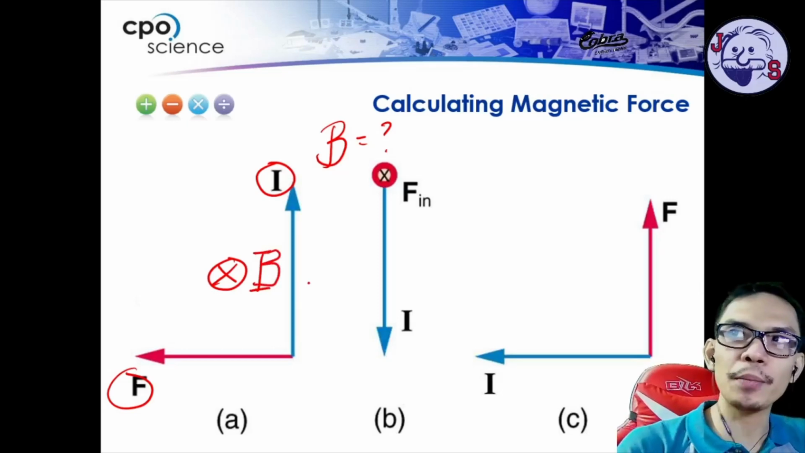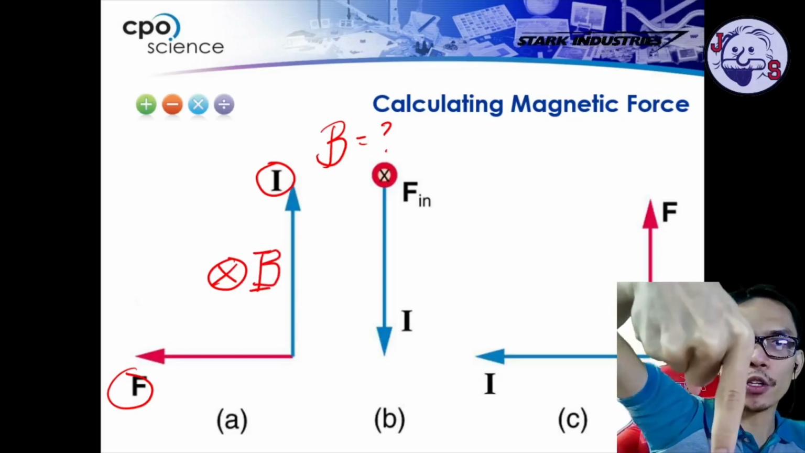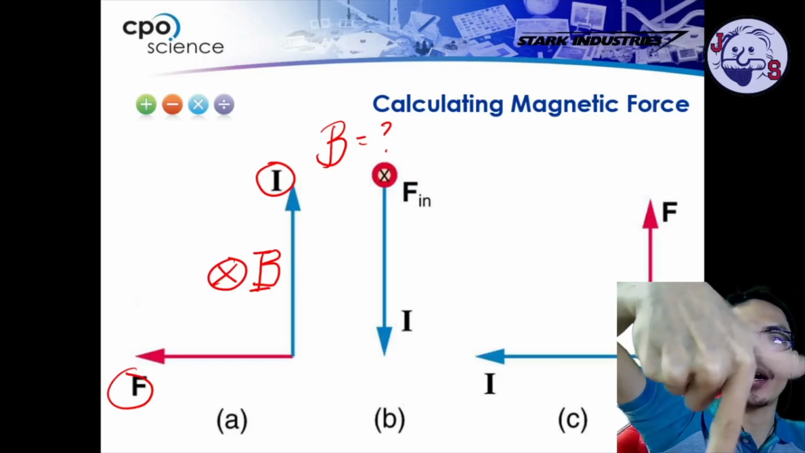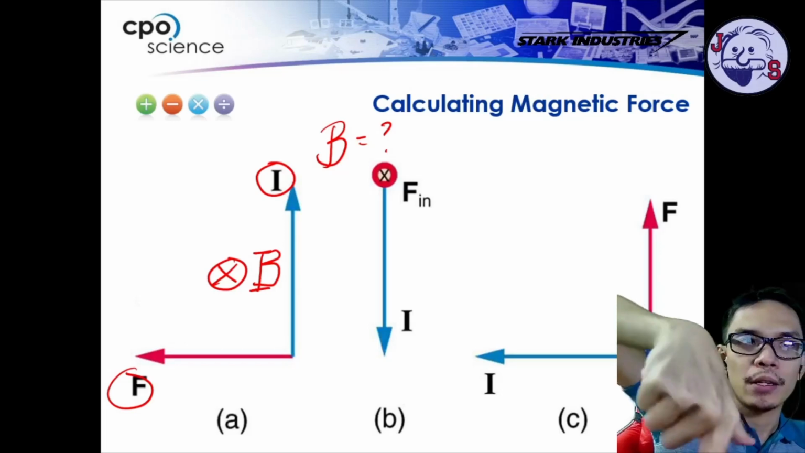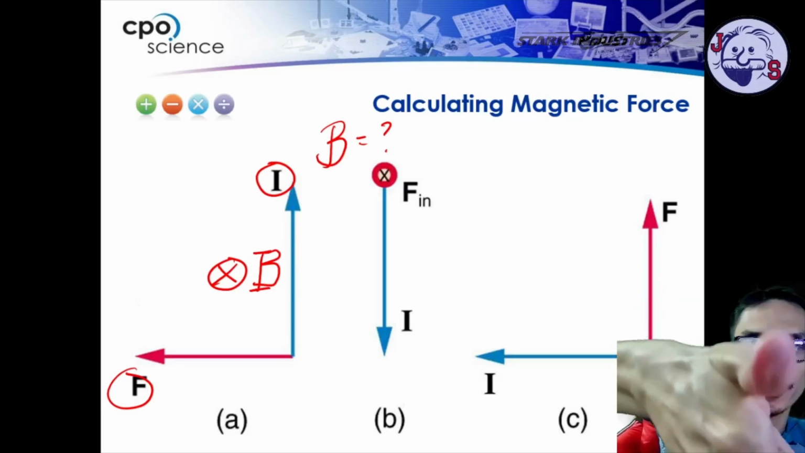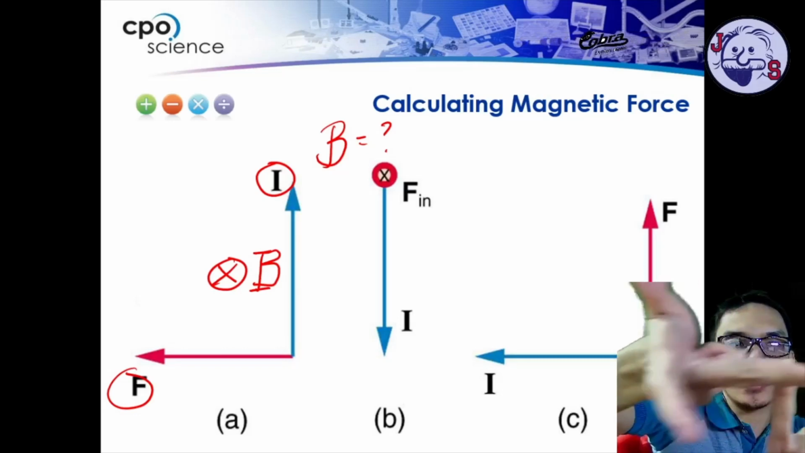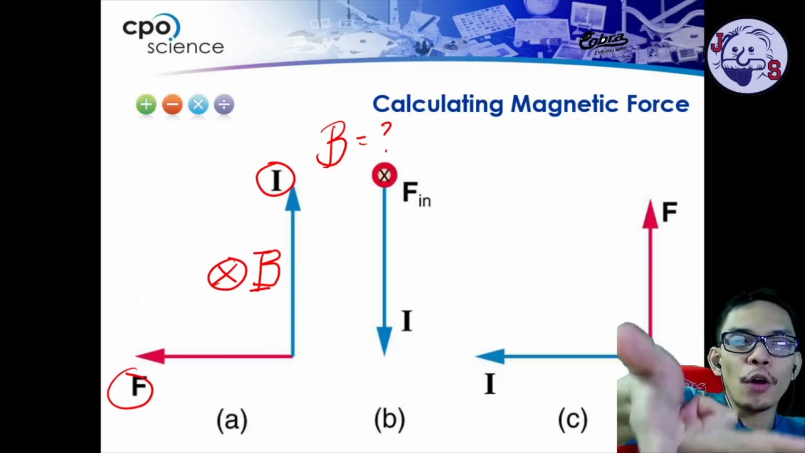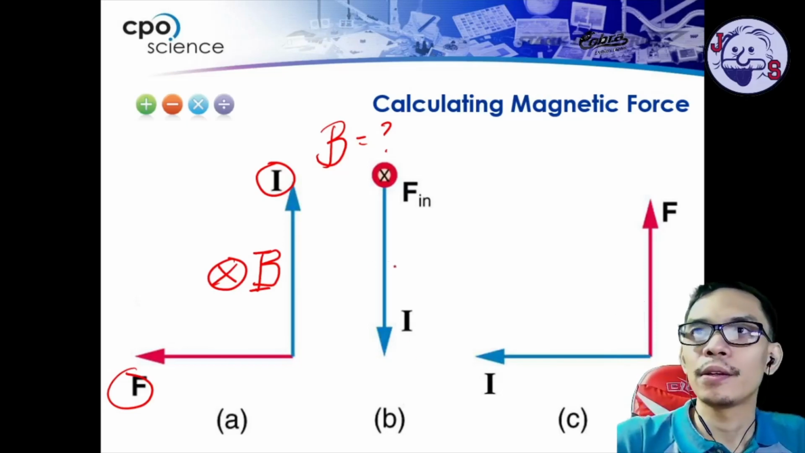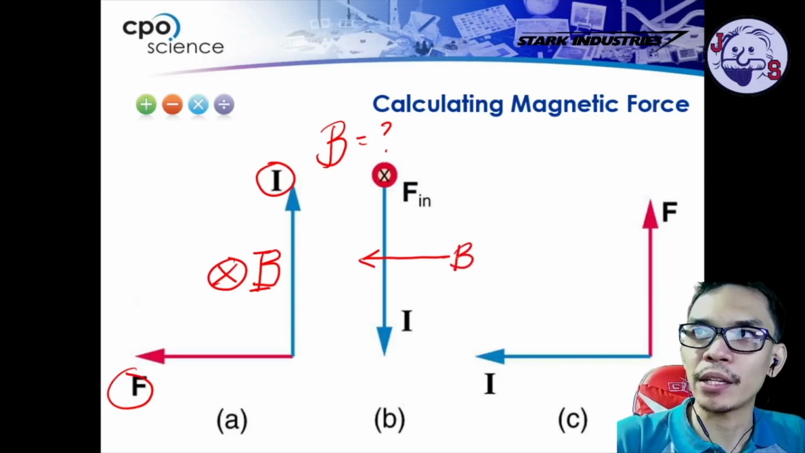Next one. How about letter B? The current is going down, and the force is going towards the screen, and therefore the magnetic field is going to the left. That is the magnetic field.